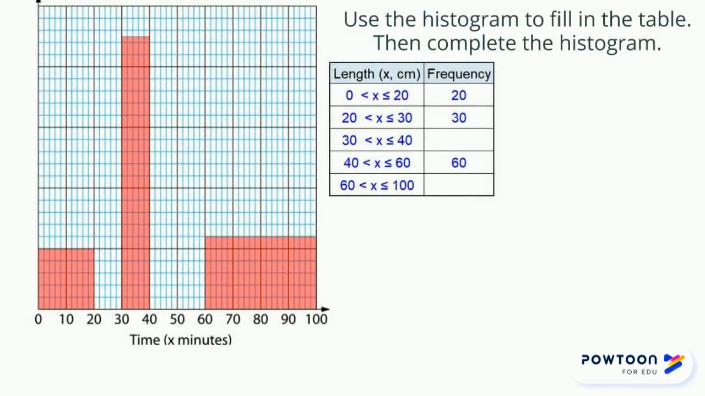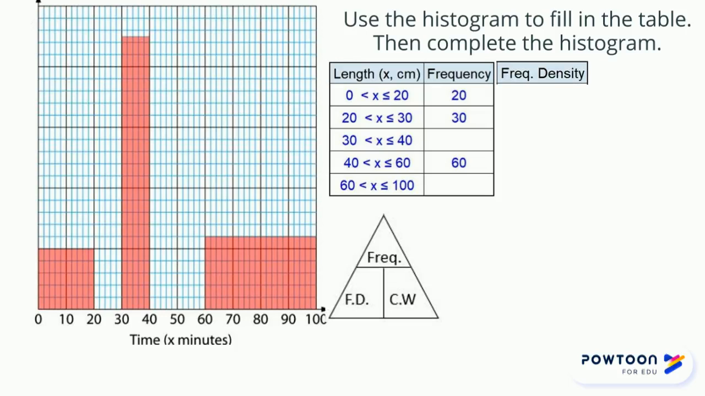Last example of the video, we are now given a histogram that's only partially filled out, and the table that goes with it, again, only partially filled out. What we have to do is actually use the values that were given in both the bar as well as the frequency in the table to find our frequency density.